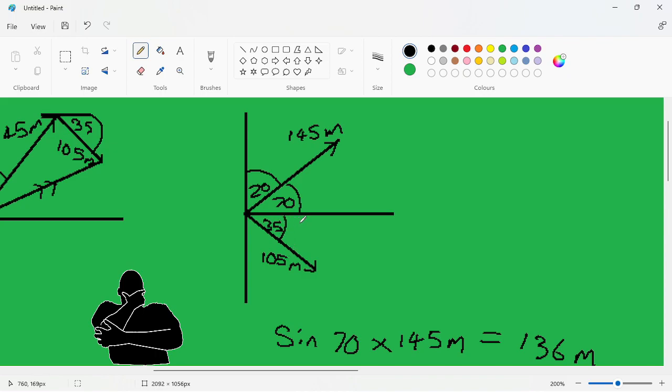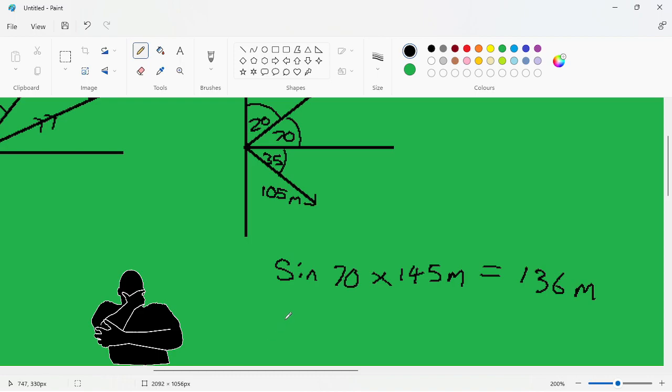Now we are going to find the vertical component of this vector. The sine of 35 is going to give you the opposite, which is this side here, over the hypotenuse. So let's write it out. Sine 35 times 105 meters is equal to 60.2 meters.